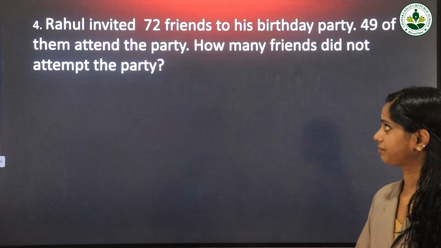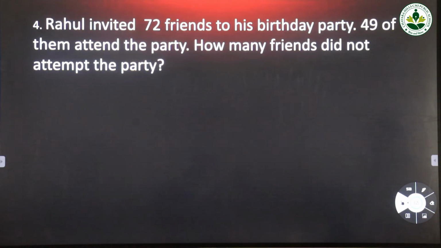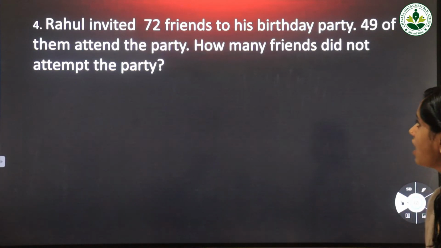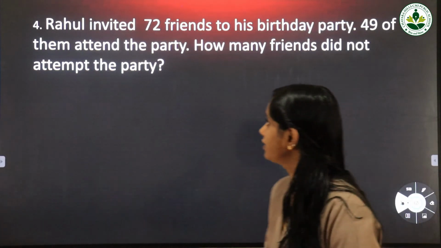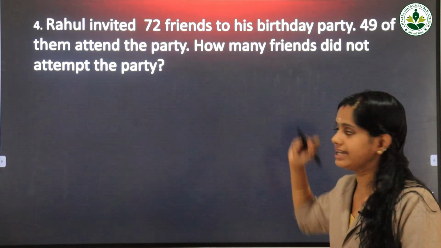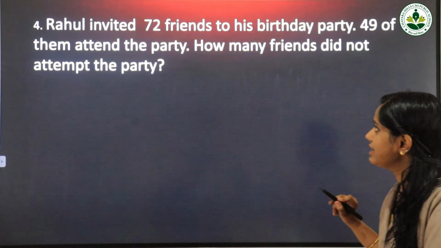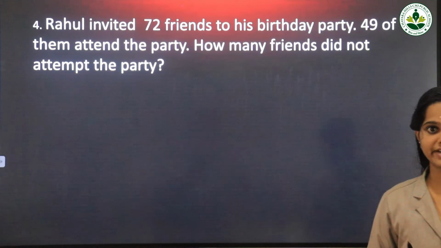Fourth question. Rahul invited 72 friends to his birthday party. 49 of them attend the party. How many friends did not attend the party? Total number of friends invited is 72. Out of which how many attend the party? Yes, 49 of them attend the party.